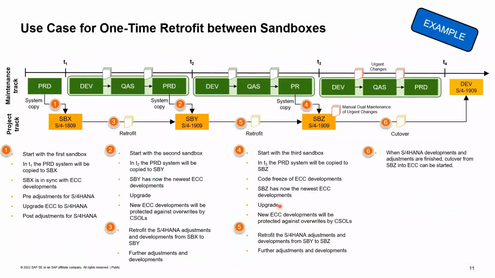So here is also a use case, which also included an upgrade, in that case from 1809 to 1909. This means you start here with the sandbox at T1, then you do the upgrade, the conversion and all that stuff, all the necessary things. Then some months later, you create an additional system copy. And then you can do the upgrade, for example, and you do the retrofit between the 1809 and the 1909 system and keep both systems in sync.